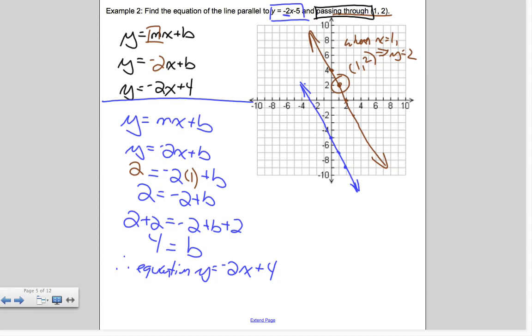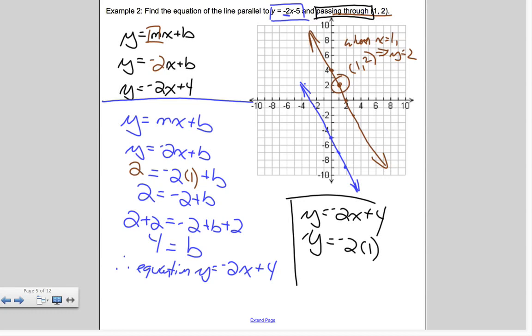You can confirm that now that we have our equation, y is equal to negative 2x plus 4. What happens if I plug in x equals 1? I get y is equal to negative 2 times 1 plus 4. So y is equal to negative 2 plus 4. y is equal to 2. So when x is 1, is y 2? I would have plotted that. So that's what makes that equation true.